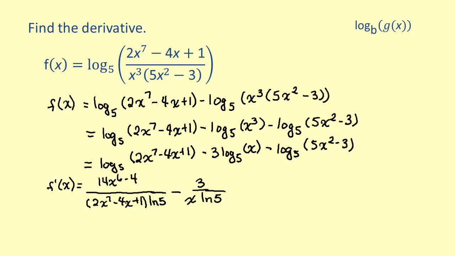Since the derivative of x is just 1, we are only left with 3 in the numerator. Finally, we'll use this process again for the third term. The derivative of the argument is 10x, so that will be our numerator. So we have minus 10x over the quantity 5x squared minus 3 times the natural log of 5.